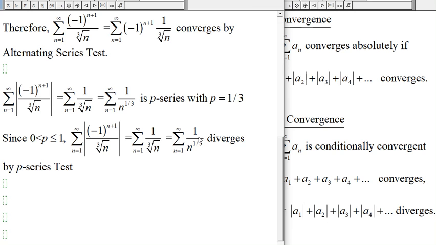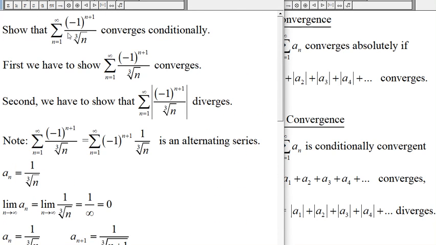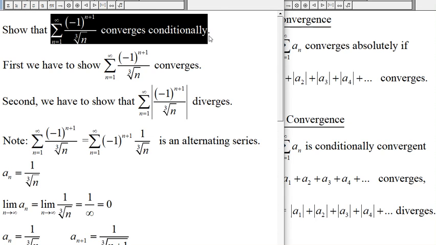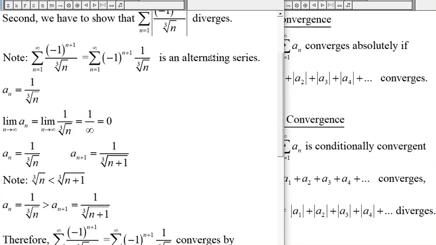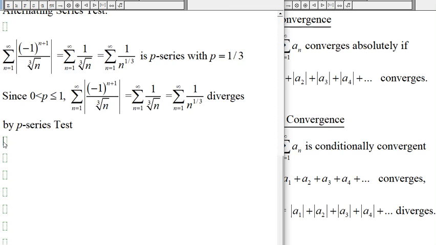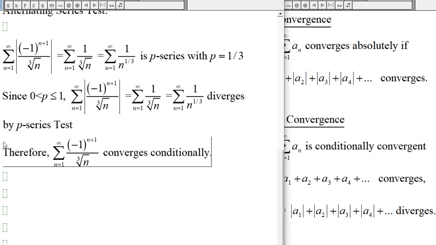And so, in summary, we've shown two things. We have shown that this series converges, and then we have also shown that if we put absolute value around this part right here, then it diverges. And therefore, we say that the series right here converges conditionally. So that's what it means for a series to converge conditionally. And so that's what we have to show when we want to show that the series converges conditionally.